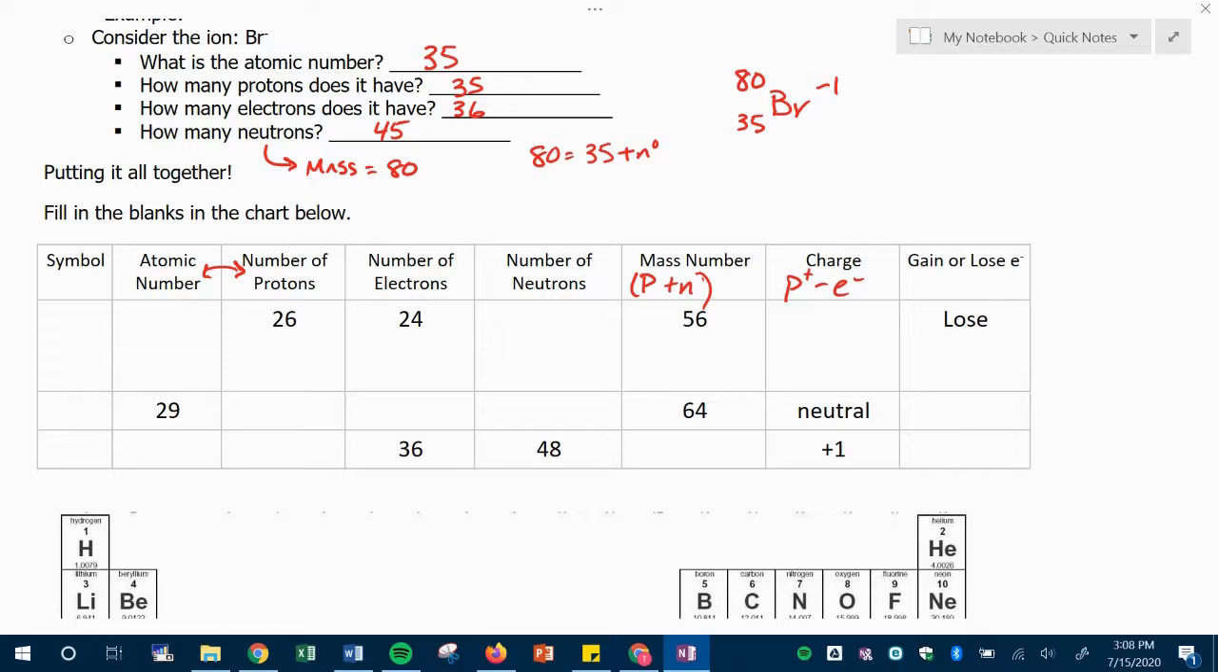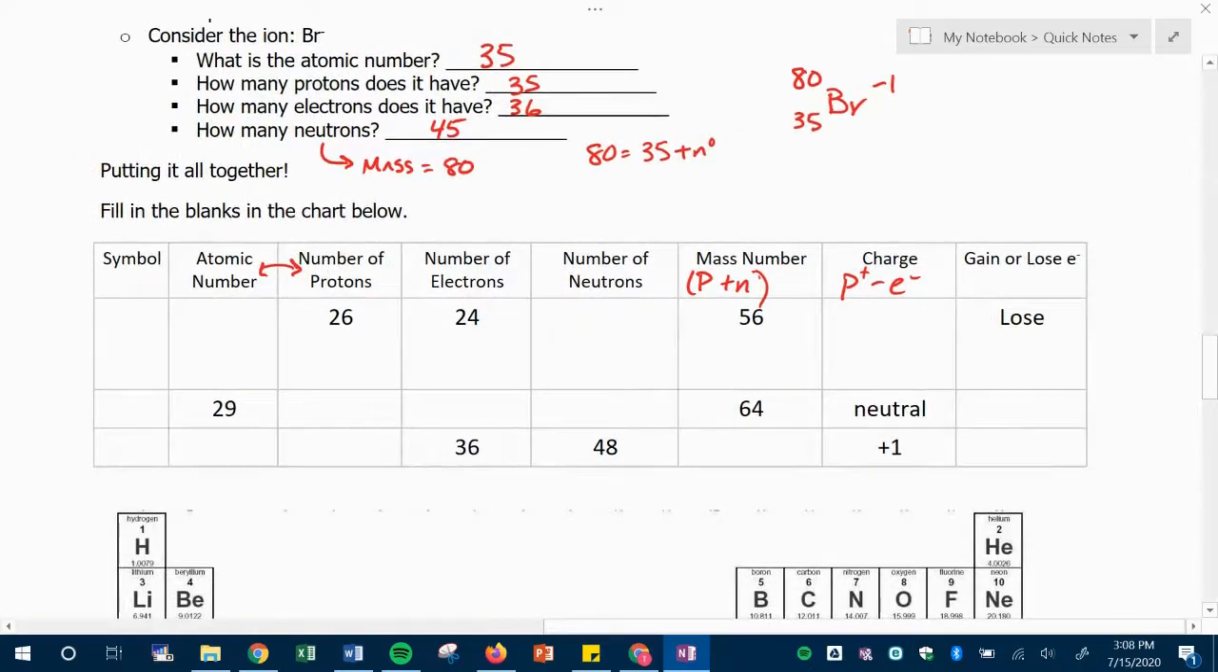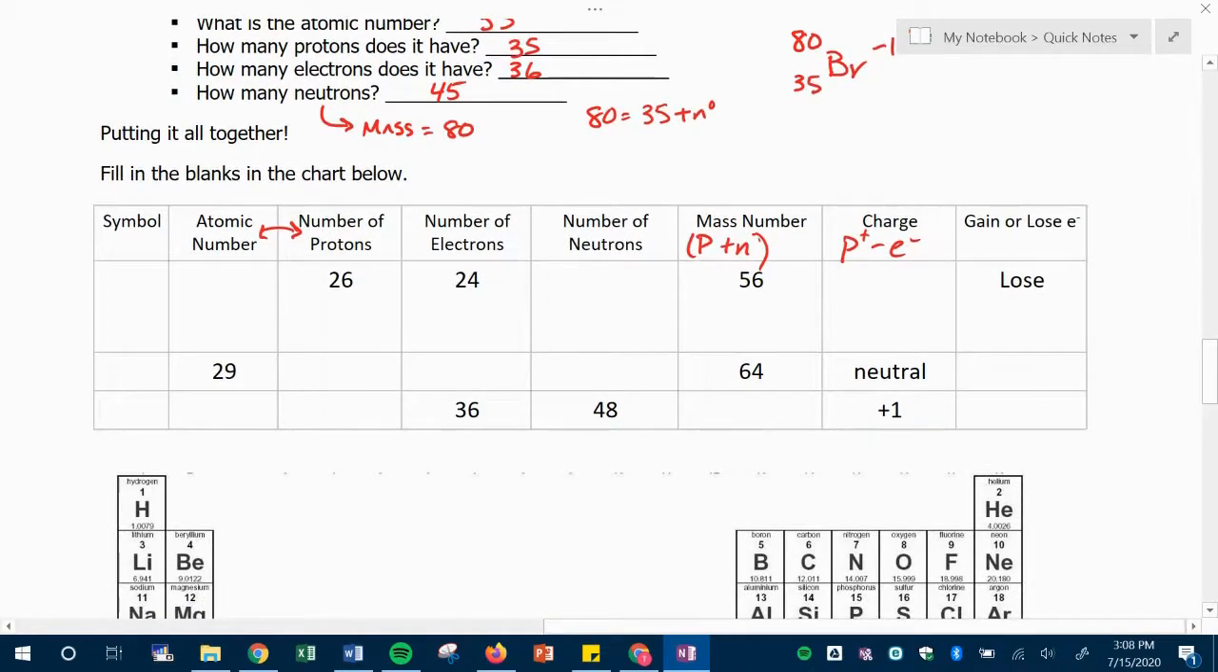All right, well, with that in mind, let's go through and talk about how we would fill in this particular chart. First up, let's start off with the information that we know. We know there's 26 protons, 24 electrons, and it's got a mass of 56. Well, remember, if there's 26 protons, that means the atomic number is 26. All right, that was pretty easy so far, right?